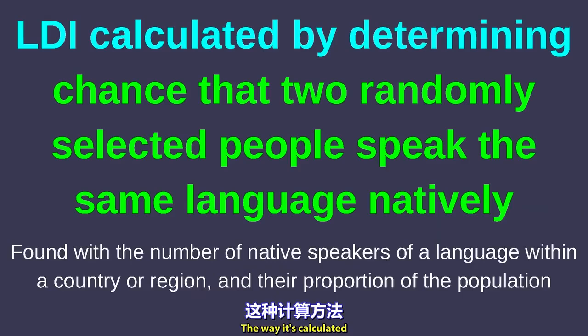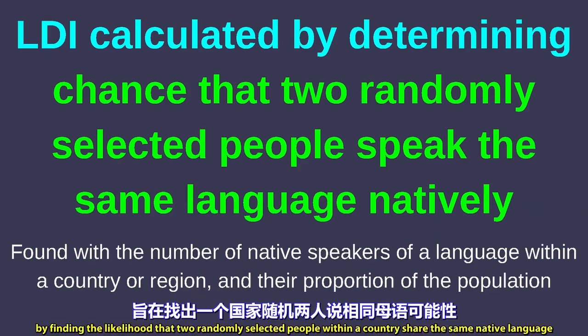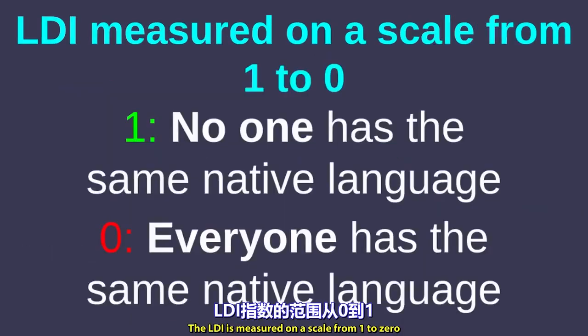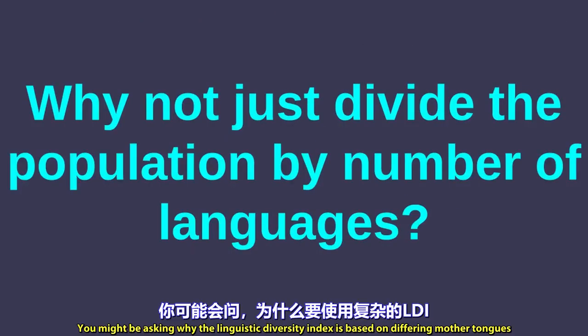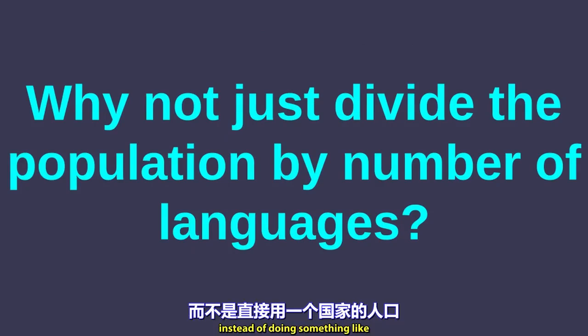The way it's calculated is by finding the likelihood that two randomly selected people within a country share the same native language. The LDI is measured on a scale from 1 to 0, with an index of 1 meaning that no two people share the same mother tongue, and an index of 0 meaning that everyone shares the same mother tongue.